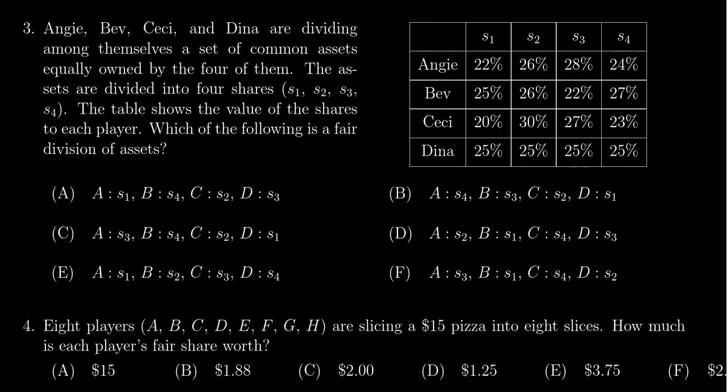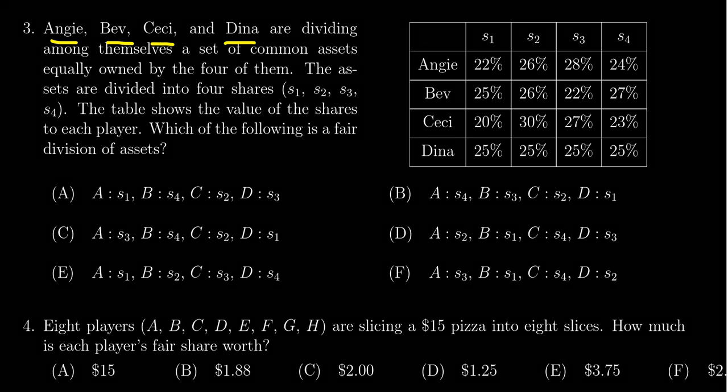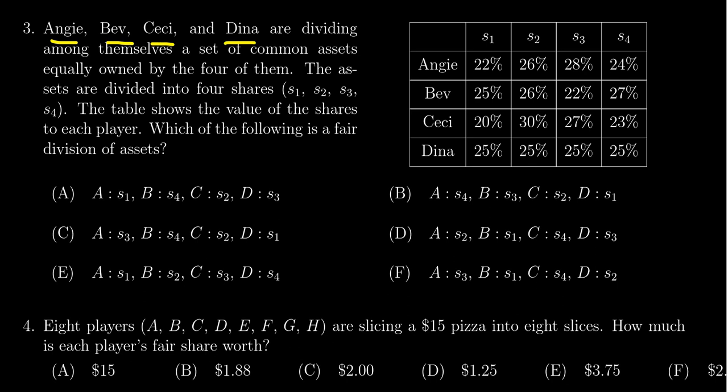In this video, we provide the solution to question number 3 for practice exam number 2 for Math 1030, for which we have 4 people, Angie, Bev, Ceci, and Dina, who are dividing assets among themselves. And there are 4 shares, S1, S2, S3, S4. This table shows how these 4 individuals value the different assets.